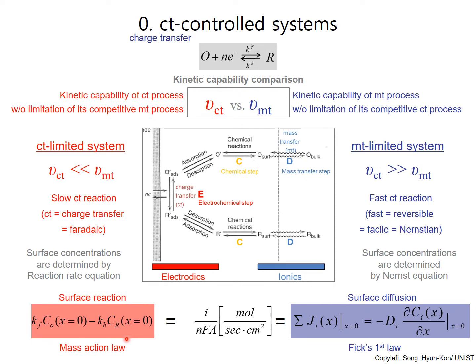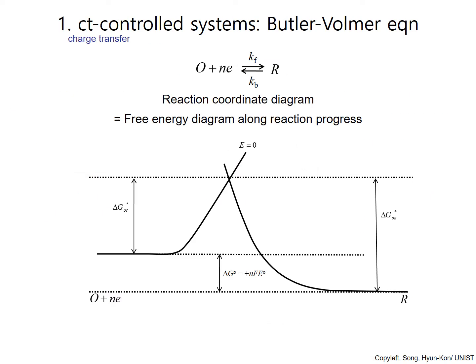So in this chapter, the starting point is these equations. From now on, I will try to derive the Butler-Volmer equations. Of course, we are thinking about these electrochemical reactions. Oxidized species is going to the reduced species or vice versa, with forward rate constant or backward rate constant. The first thing for deriving the Butler-Volmer equation is to understand the reaction coordinate diagram.